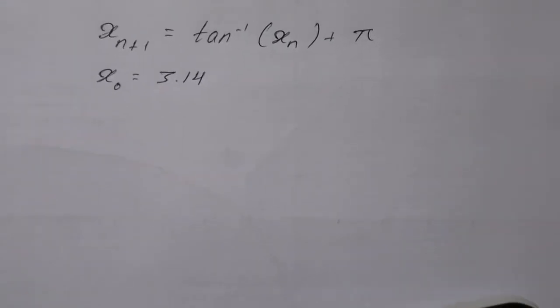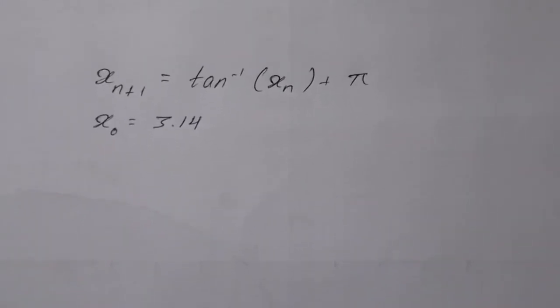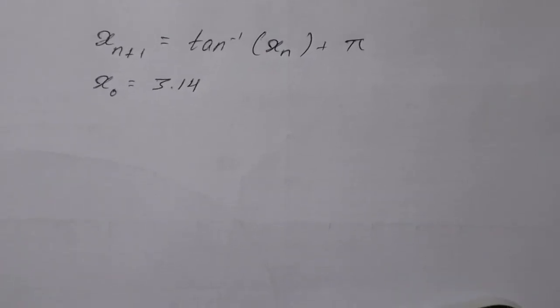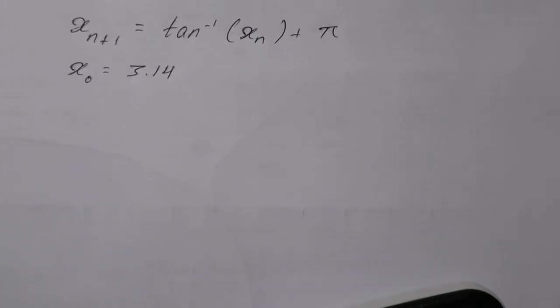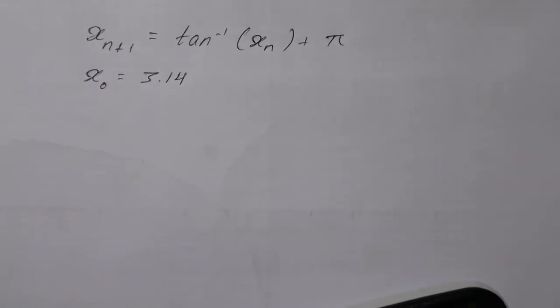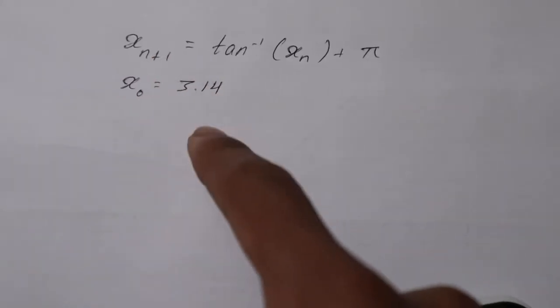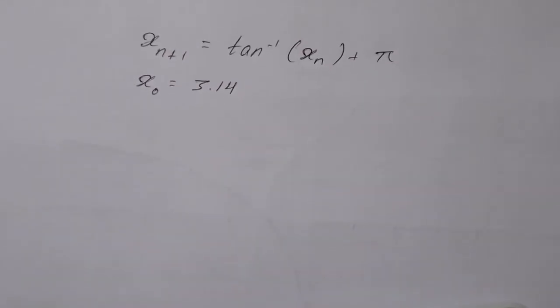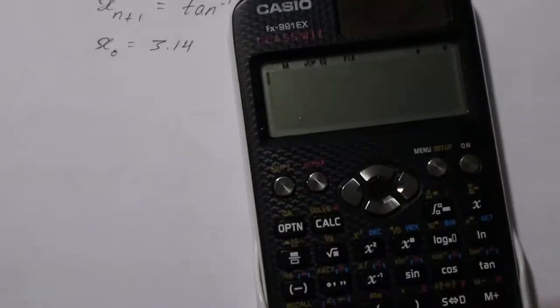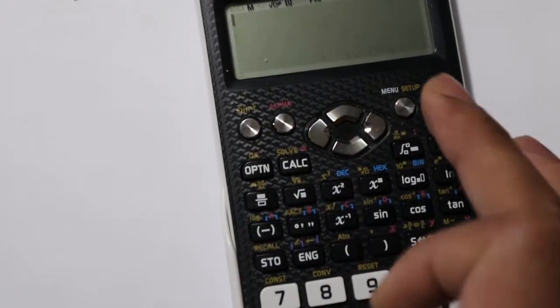Okay, so now I'm going to show you how to do this iteration in a quick method by using a calculator. Previously, we used to find the answer by putting this value here, and it will take a long time. But there is an easier method in the calculator, so I'm going to teach that method. So how to do that?